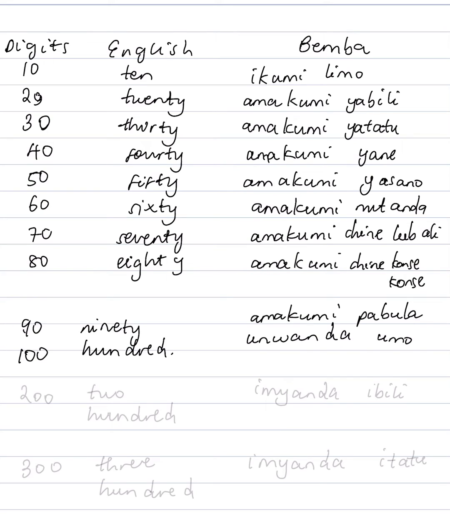So if I wanted to say 200, I would say imyanda ibidi. That's 200. Similarly, 300 would be imyanda itatu. That's 300. Thank you for watching.